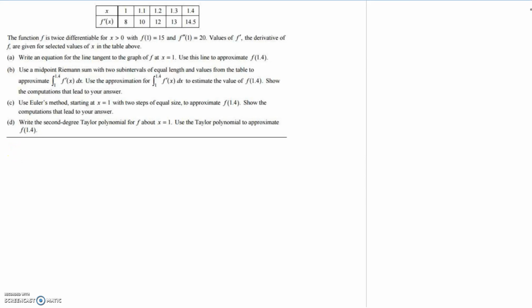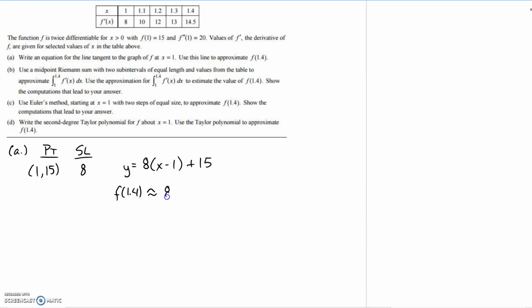So if we're going to write the equation of a tangent, then point slope at x equals 1, the y-coordinate is given, it's 15. The slope is given in the table at x equals 1, it's 8. Y equals the slope times x minus the x plus the y. And then they ask us to use this line to approximate f of 1.4. So then f of 1.4 is approximately 8 times 1.4 minus 1 plus 15.